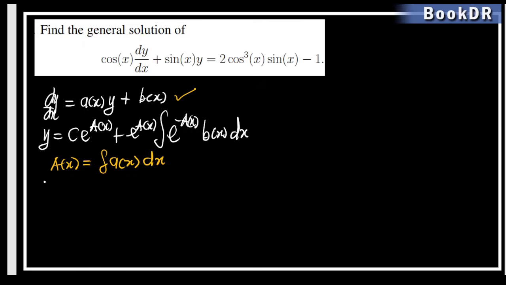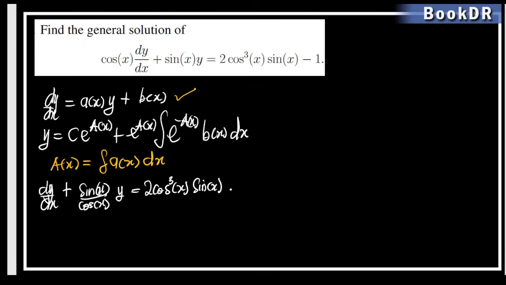Let's do it step by step. We'll start by dividing through by cos x. dy/dx + sin x over cos x multiplying y is equal to 2 cos³x sin x − 1, this over cos x, this also over cos x. Sin x over cos x is tan x.